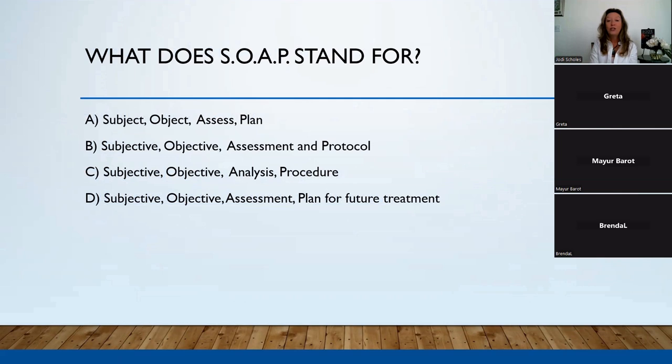What does SOAP stand for? A, subject, object, assess, plan. B, subjective, objective, assessment and protocol. C, subjective, objective, analysis, procedure. D, subjective, objective, assessment, plan for future treatment. Ooh, these are good and tricky today. I love it. Because this is what happens on the MBLEX.